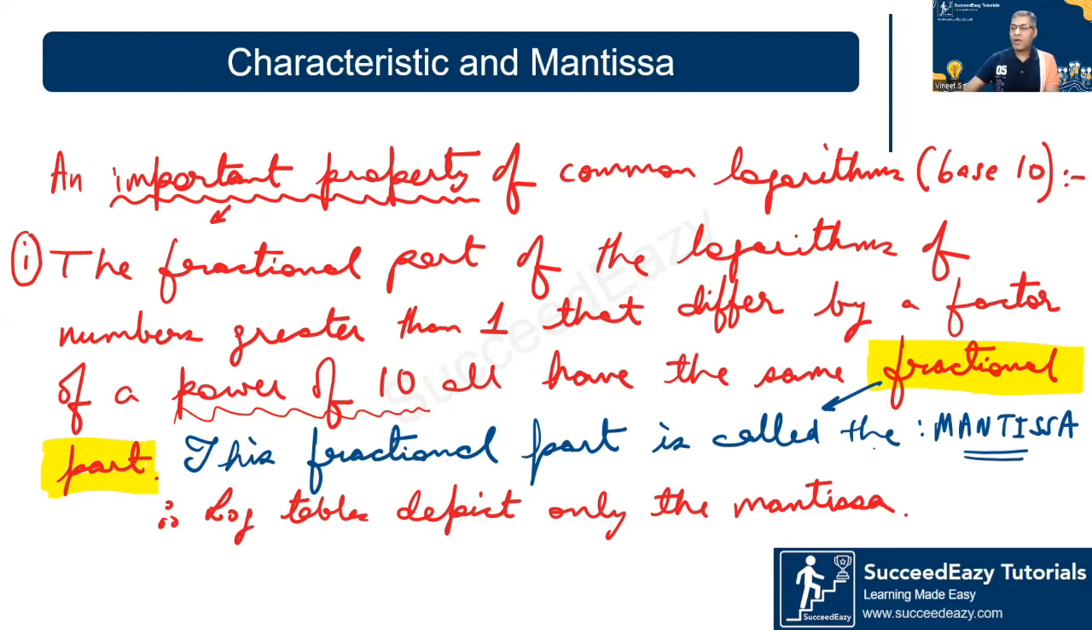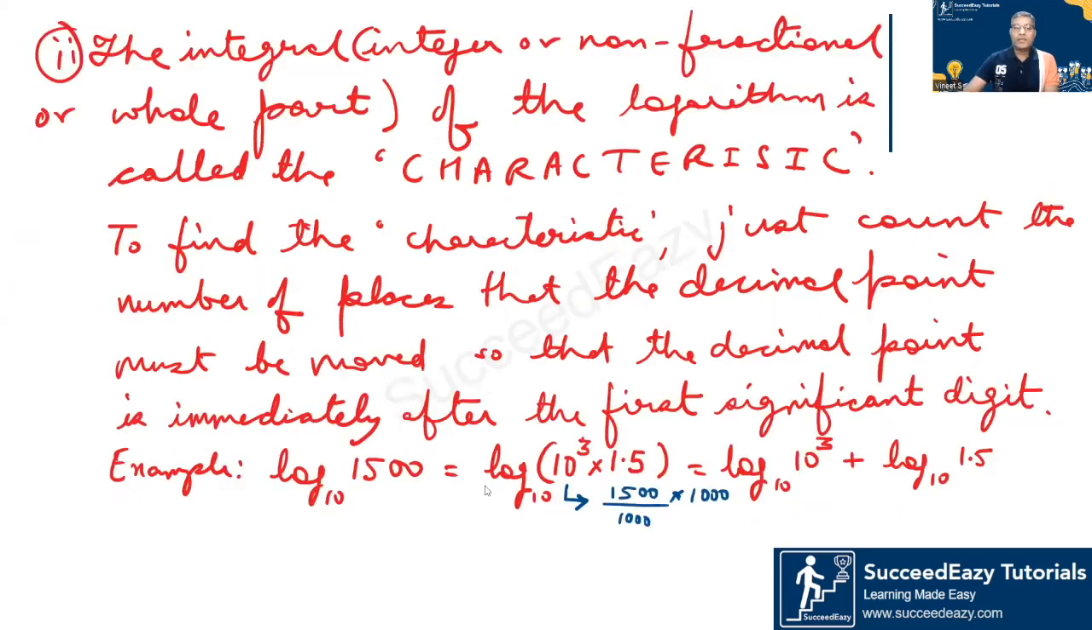This fractional part is called the mantissa. Log tables depict only the mantissa. Second point is that the integral or integer or non-fractional or whole part of the logarithm is called the characteristic. To find the characteristic, just count the number of places that the decimal point must be moved so that the decimal point is immediately after the first significant digit. This is what I had explained to you before as well, but now let's elucidate this a little bit more.